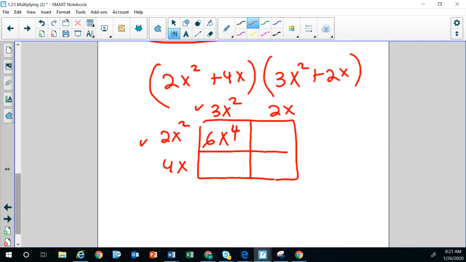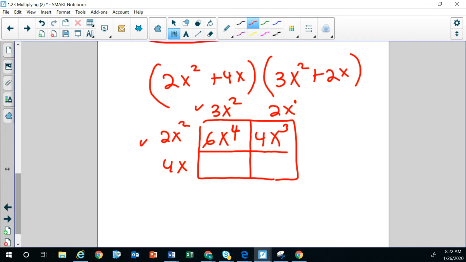Okay, so I'm going to multiply the 2x squared times the 2x. Okay. 2 times 4, that's going to give me 4 x squared times an x. All right, remember the x has a coefficient of 1. Remember that. Let me make a 1 right there. Okay, does have a 1. So x squared times x, that's going to give me x cubed.